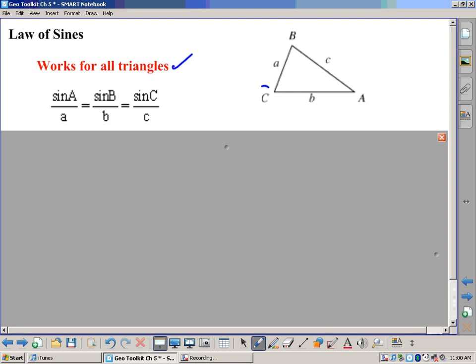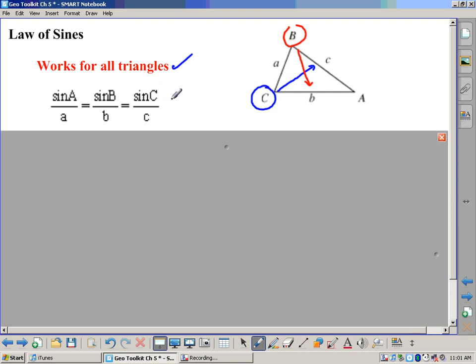Notice that this is angle C, and the side opposite is side C, and this is angle B over here, and the side opposite is side B, and then obviously we have angle A here, and that would be side A, and they're opposite. So we denote the angles with a capital letter and the sides with a lowercase letter here. And the relationship is that if you take the sine of angle A divided by the length of side A, it equals the sine of angle B divided by the length of side B, which also equals the sine of angle C divided by the length of C.